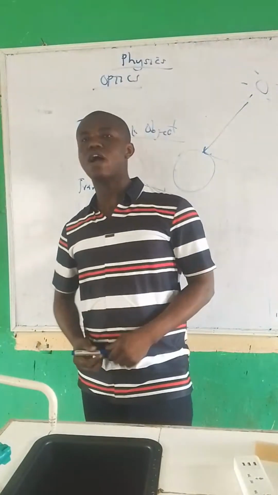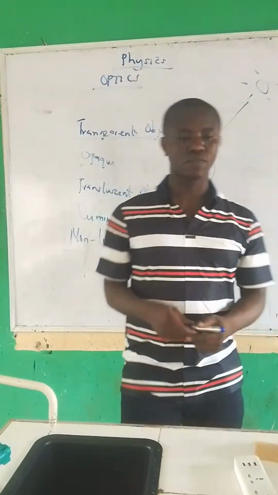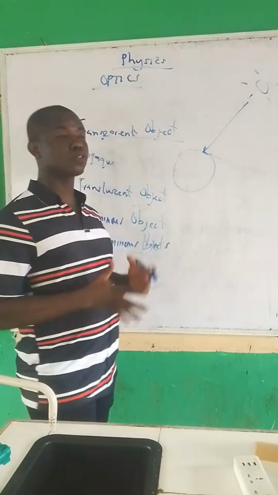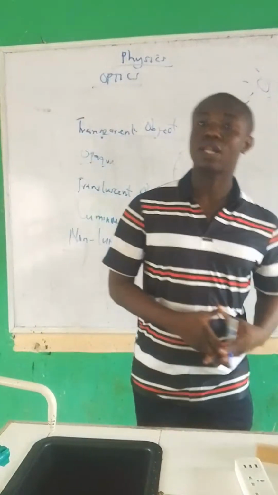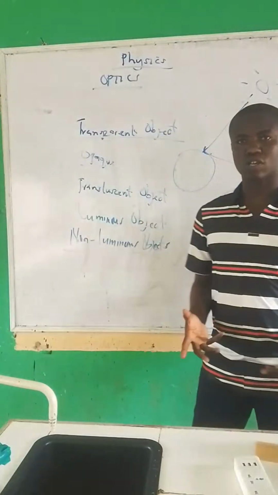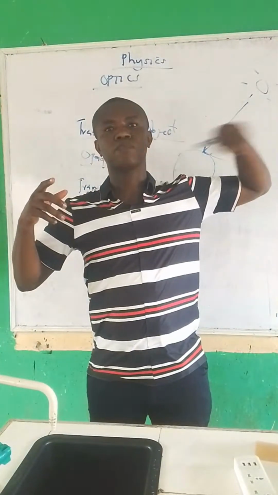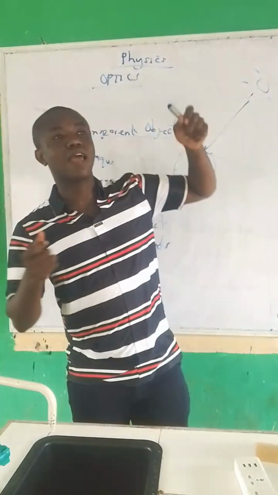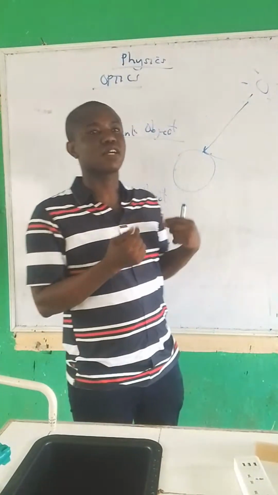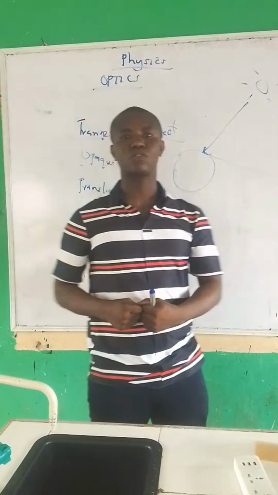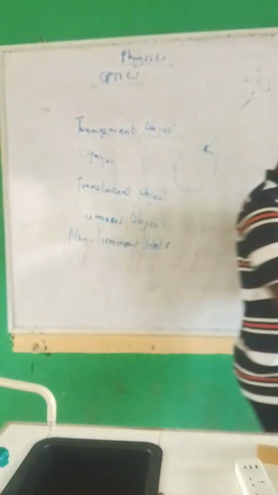A practical example of a non-luminous object is the moon. The moon does not produce light of its own. The light produced by the moon is not its own. It is light that is from the sun. The light from the sun is incident on it and reflects. That is how the moon produces light. Do you understand?